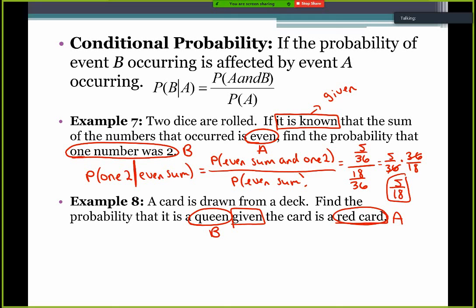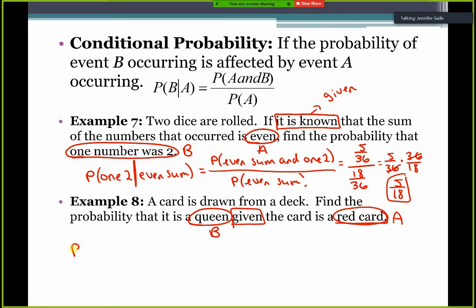So sometimes it helps if we just label which event is which. Remember, event B is that second event. That's what we're trying to find the probability of. I put a box around the word given because that is indicating to me that this is a conditional probability. So what's the probability that we get a queen given the condition that the card is red? So the card being red, that's the condition that's met. If we were just asking to find the probability that we get a queen, that's different than just knowing that it's also a red card already.